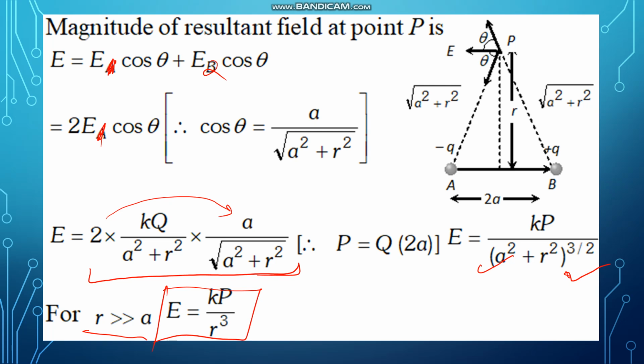Here the k is the constant of this medium. So instead of k we can write 1 by 4 pi epsilon naught k. So this is in Newton per coulomb: E equals 1 by 4 pi epsilon naught k, p by r cube Newton per coulomb is the final result for the equatorial position.